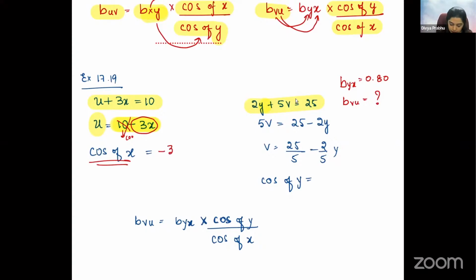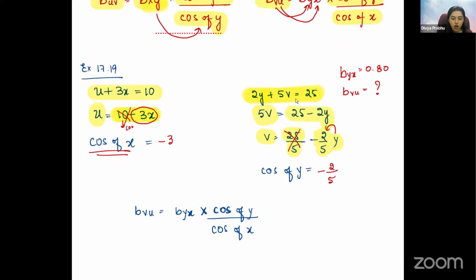Got it? Similarly, in the equation 2y plus 5v is equal to 25, what is the new variable? It is v, which will be on the left hand side. So 5v is equal to 25 minus 2y. Okay. v is equal to 25 by 5 minus 2 by 5 y. Now, what is the change of scale? This is the change of origin. You ignore. This is the change of scale of y, which is minus 2 by 5.